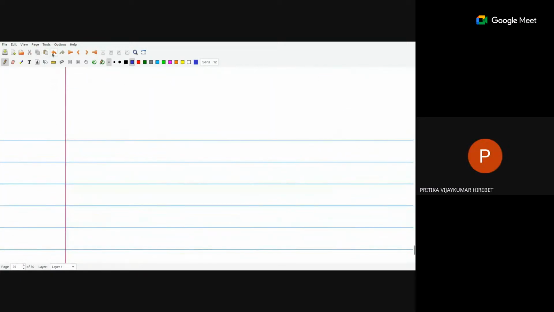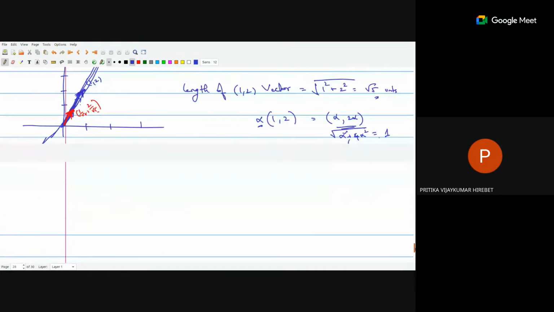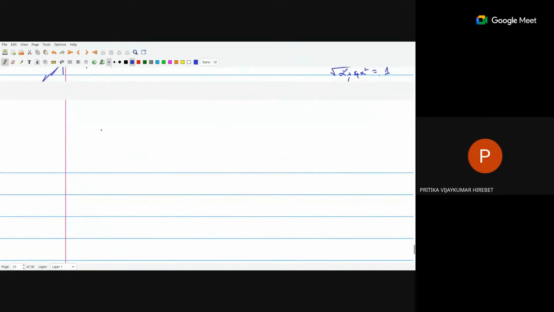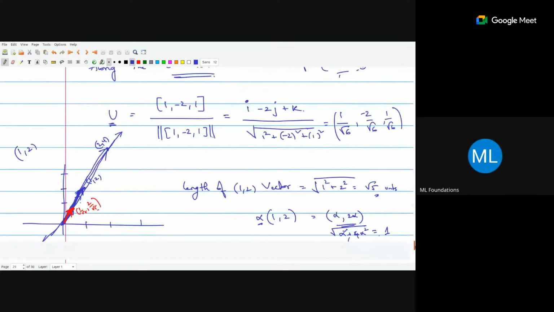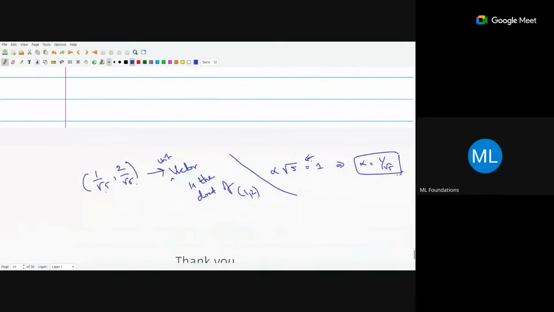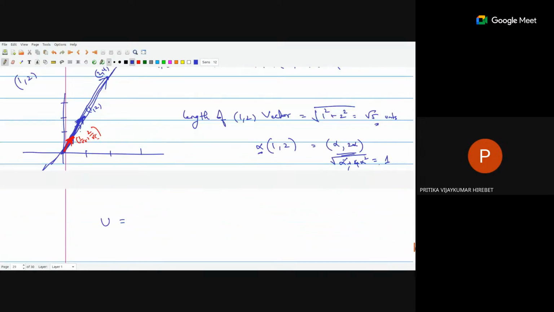Sir, a unit vector has a magnitude of 1, right? Yes. Exactly 1, not in terms of other vectors. See, just this is the vector. If you compute the magnitude of this vector, you will get 1. Also it will be in the direction of 1 comma 2 only. So u we got as 1 by root 6, minus 2 by root 6, and 1 by root 6.